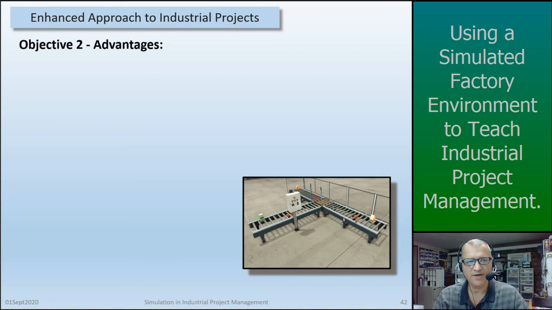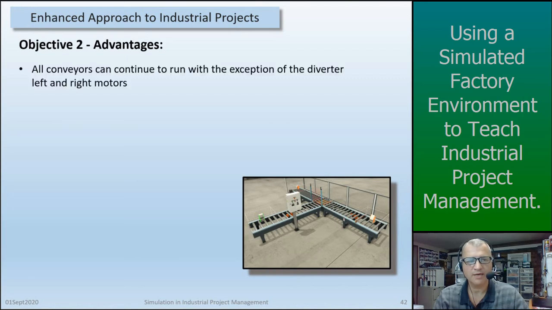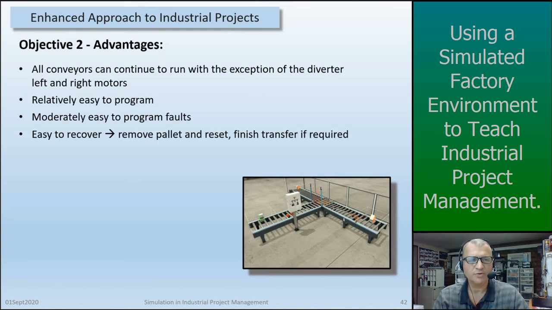So now we take a look at the advantages of option number 2. Again, all the conveyor motors can run continuously with the exception of the diverter left and right motors. It's relatively easy to program, and again, moderately easy to program faults. We only have 2 pallets on the system at any one time. It's fairly easy to recover. Similar to what we had before, we remove the pallet, reset, maybe even finish the transfer manually if required, but in general it's still fairly easy to recover, and there's very little need for memories again to track these pallets.